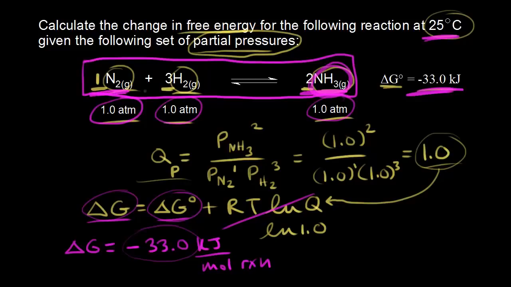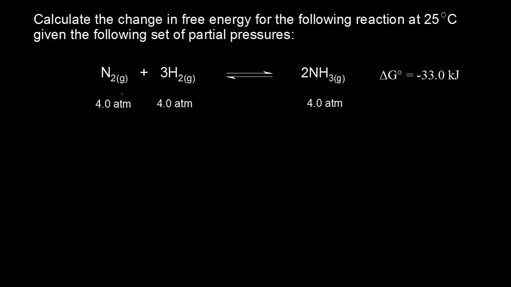So when 1 mole of nitrogen combines with 3 moles of hydrogen to give us 2 moles of ammonia, delta G, the change in free energy for that reaction, is negative 33.0 kilojoules. Now let's get a new set of partial pressures. So now let's say all of the gases have a partial pressure of 4.0 atmospheres. And when all of the gases have that partial pressure, what is the change in free energy at that moment for our reaction at 25 degrees C?